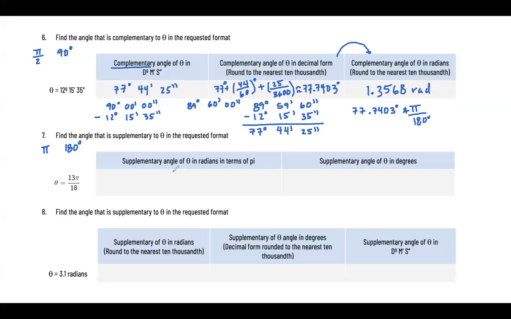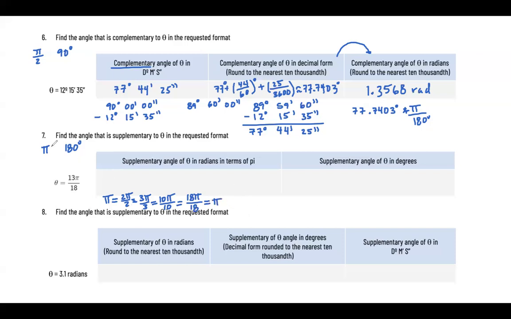Now, in the case of the next example, we have 13 pi over 18. If you think about it, we want to reach pi, but pi can be written in many forms. You can have 2 pi over 2. You can even think of this in terms of 3 pi over 3 or 10 pi over 10. As long as this reduces to pi, you're good to go. So let's think of 18 pi over 18. That will reduce into pi.